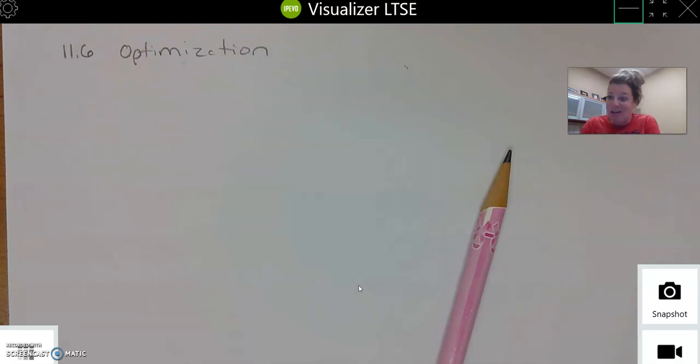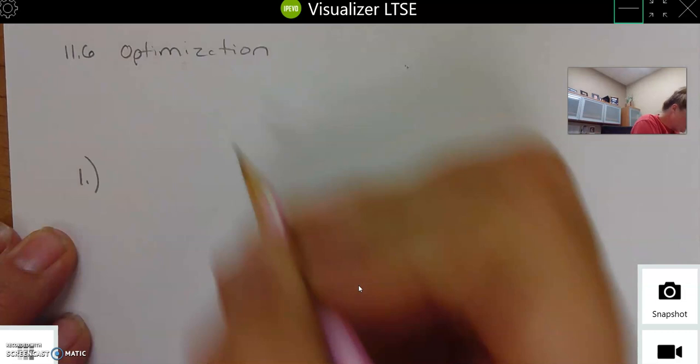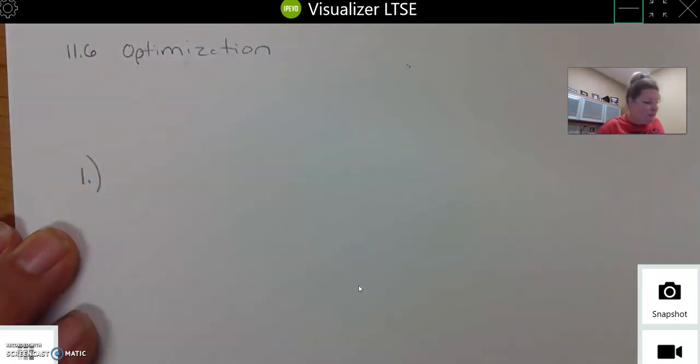All right, so optimization, what is this? This is actually the same thing as our last section, but in a word problem. Where is the highest or lowest point in a formula or in a function? Okay, so problem one.